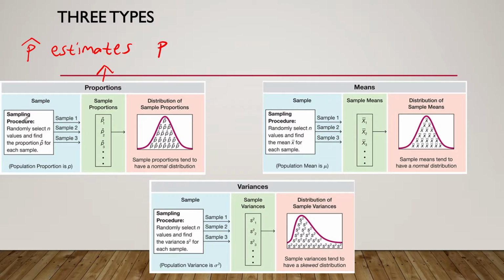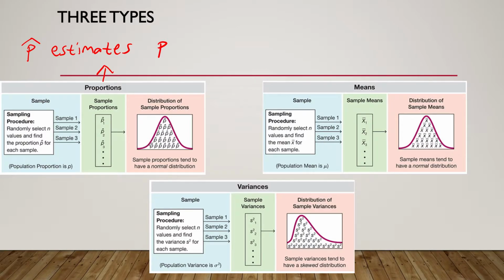We randomly select n values and find the sample proportion, p hat, for each sample. And we have a whole bunch of these, right? We do it whatever number of times. And because of that, we obtain several different sample proportions. They could be slightly different, or relatively close to the same, and as such, we obtain a distribution of the sample proportions.